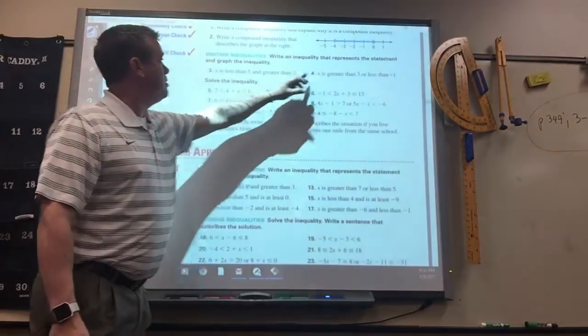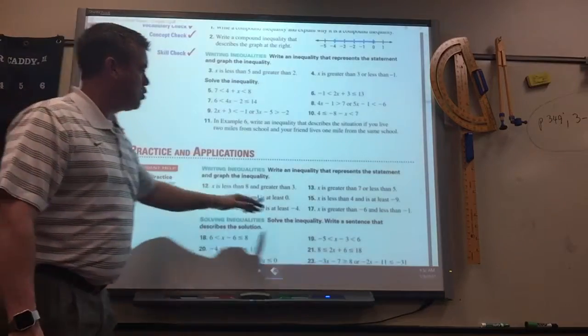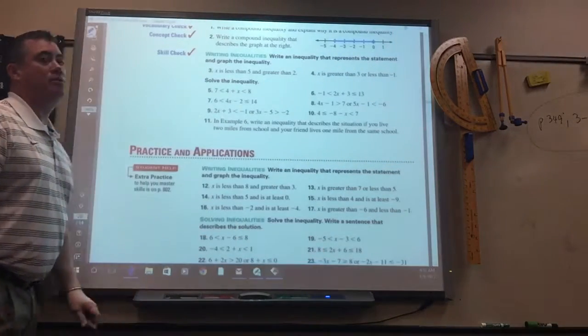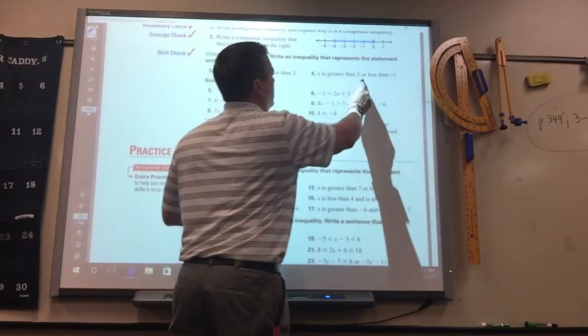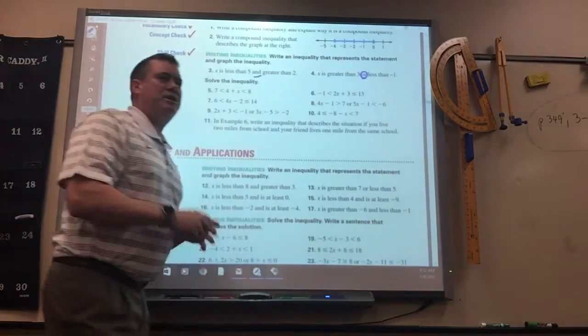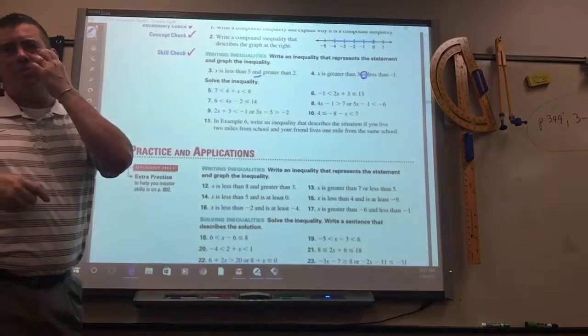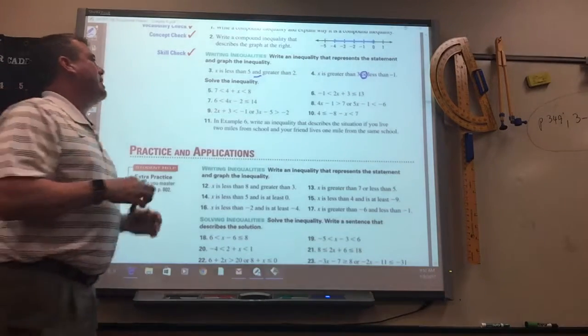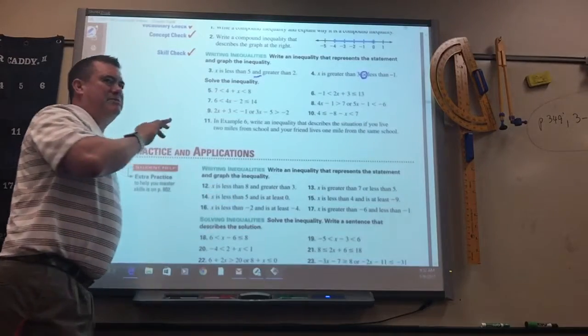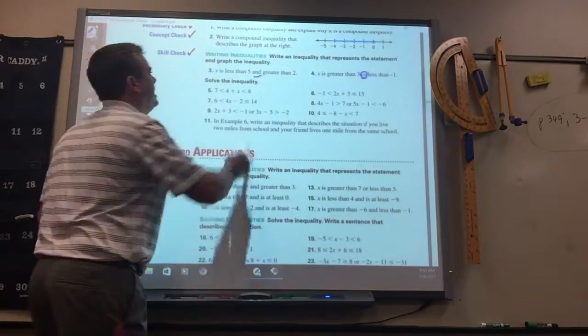The first 2, 3 and 4, and 12 through 17, you're just writing it out. It's either going to be an and or an or. If it's an or, you can just write them 2 separately because that's the way the book does it. If it's an and, you can put it all in 1.